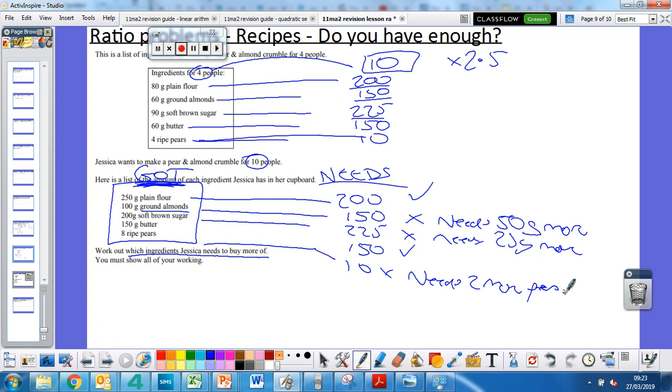You've solved the problem. You have said she needs more ground almonds, more brown sugar, and more pears. And you would write that here to get your conclusion mark at the end and say she needs to buy more ground almonds, more brown sugar, and more ripe pears. And you would have solved that problem.